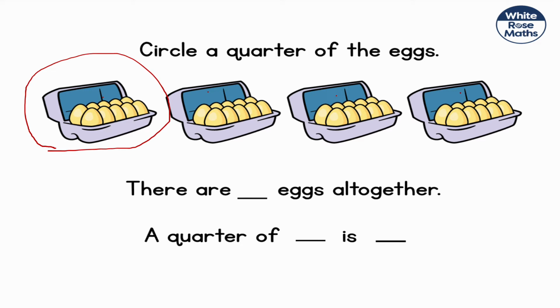I've got 1, 2, 3, 4, 5, 6, 7, 8, 9, 10. I've got 10 here, 10 here, and 10 here. So I've got 40 eggs in total. A quarter of 40: 40 divided by 4 is 10. So it's one box. To answer the question, there are 40 eggs altogether, and a quarter of 40 is 10. A quarter of something means dividing it by 4.